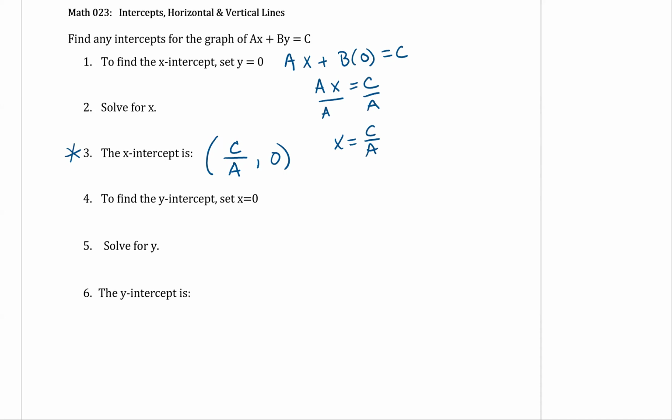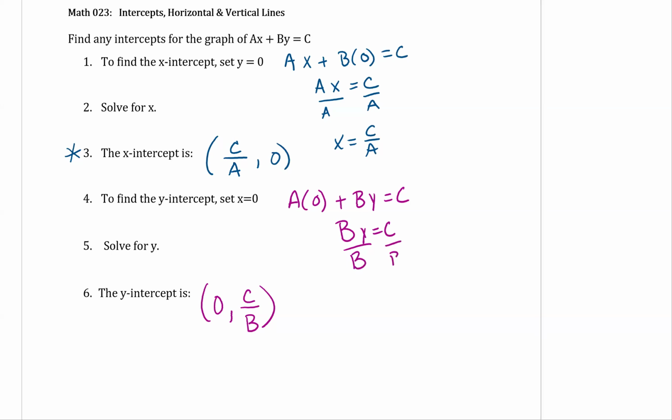Number 4, to find the y-intercept, you're going to set x equal to 0 and solve for y. So our y-intercept will always be (0, c over b). You're like, oh, what is she doing? Well, I'll show you. If you substitute 0 in for x, you have by is equal to c. Solve for y, divide both sides by b, and y is equal to c over b.